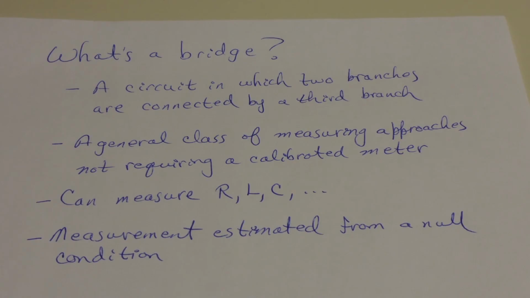A bridge circuit is really nothing more than a circuit with two branches that are connected by a third, or bridging, branch. Bridges are a general approach for making measurements that are not based on any calibrated meter. Rather, you use the meter to obtain a null, or a balance between the two branches, and then you calculate the measurement based on other circuit elements that are known. And you can use this approach to measure resistance, inductance, capacitance, and impedance in general.